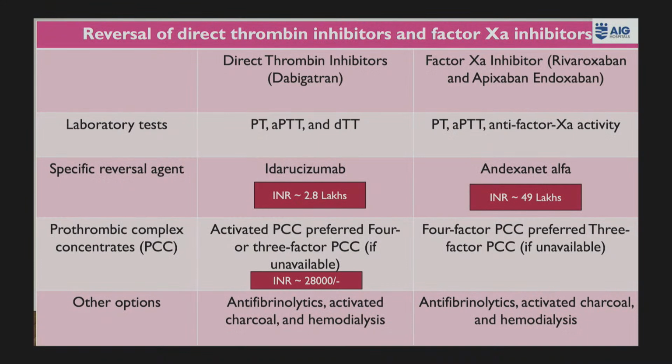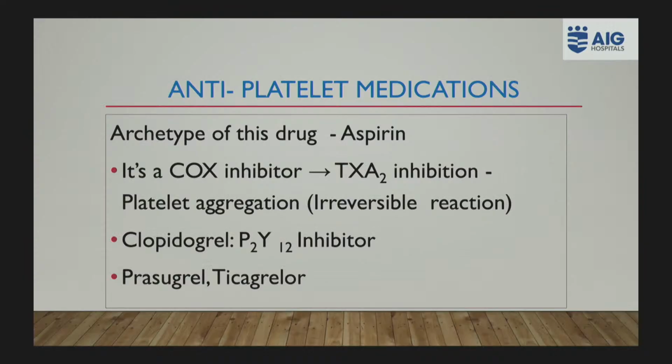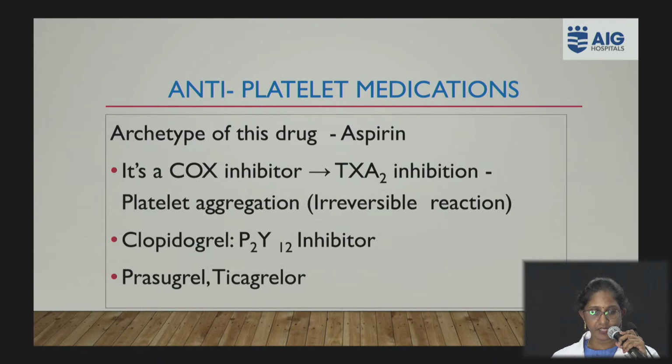This table is showing the reversal of direct thrombin inhibitors and factor 10A inhibitors. The specific reversal agent for dabigatran is idarucizumab, as we have already discussed. And for factor 10A inhibitors, it is andexanet alfa. Both of them cost insanely high. Prothrombin complex can be considered for both of them to reverse their effect. Other options include antifibrinolytics, activated charcoal, and hemodialysis. The same applies for the anti-10A inhibitors too. Coming to the antiplatelet medications.